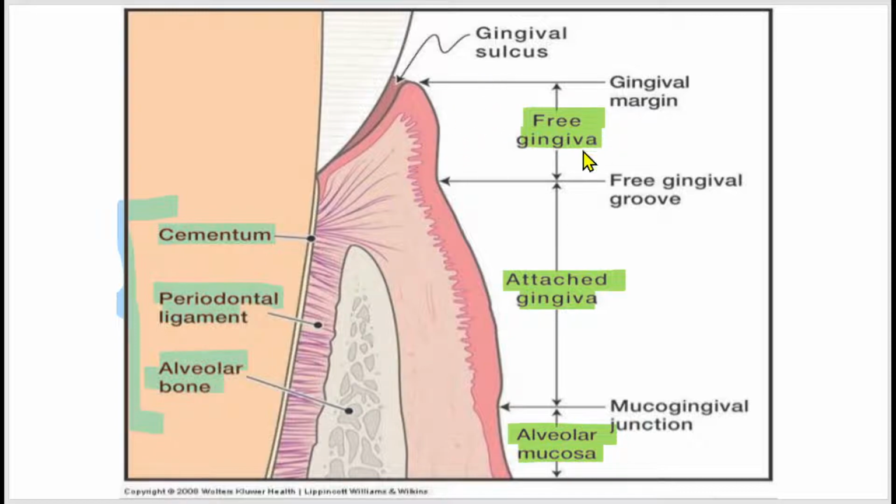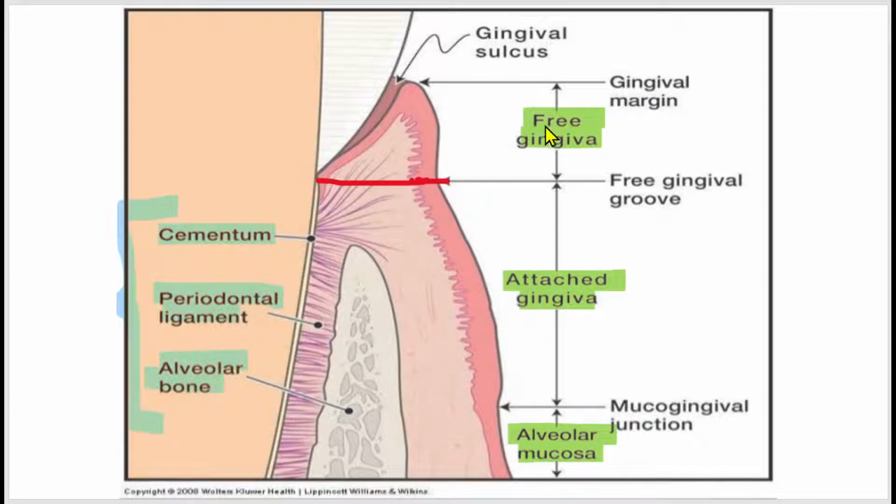So you know that the free gingiva is the part of the gum that is not attached to the tooth or to the bone, right? Not attached by anything. Here, my mouse just got a little bit of a problem. So I can move it around. Okay. So we're continuing. We had some technical difficulties.